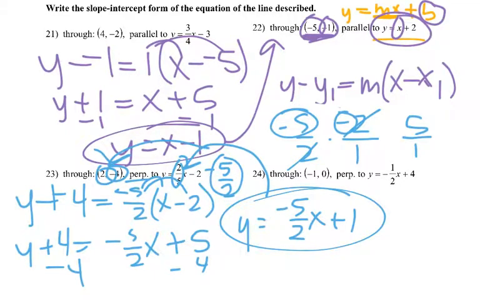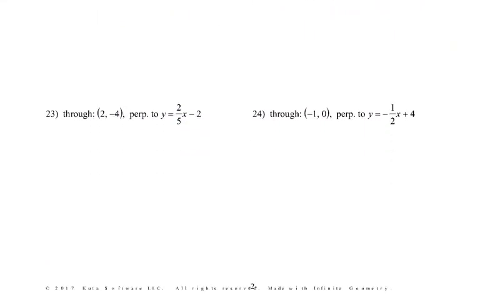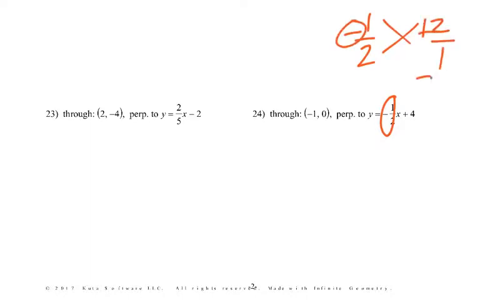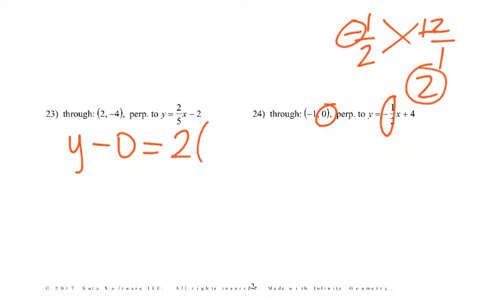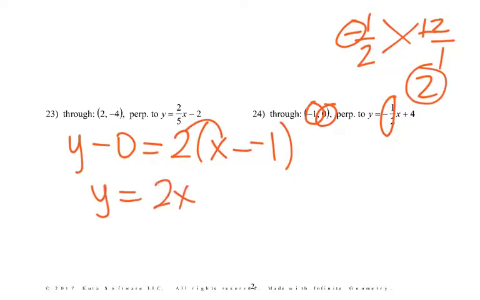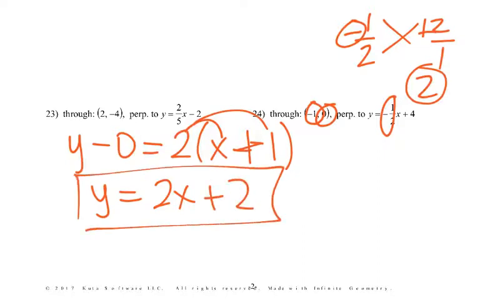Okay, so 24, same idea. So their slope is negative 1/2. Reciprocal is 2 over 1. Opposite is negative to positive, so positive 2. So I go y minus a y value, 0, equals 2, our slope, times x minus the x value. So y minus 0 is just y. 2 times x is 2x. That's like plus 2 times positive 1, positive 2. And there's our answer. Okay, and that's how you find those points like that.